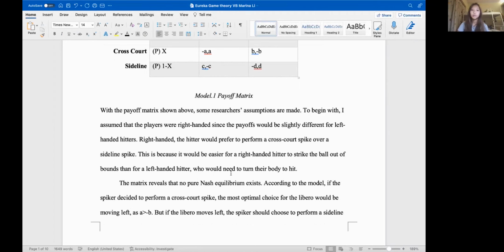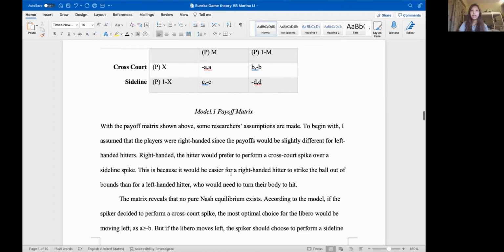I also assumed that the player would be right-handed, because for an outside hitter, if you're left-handed, the payoff for hitting cross-court compared to hitting sideline would be so much different than for a right-handed player.